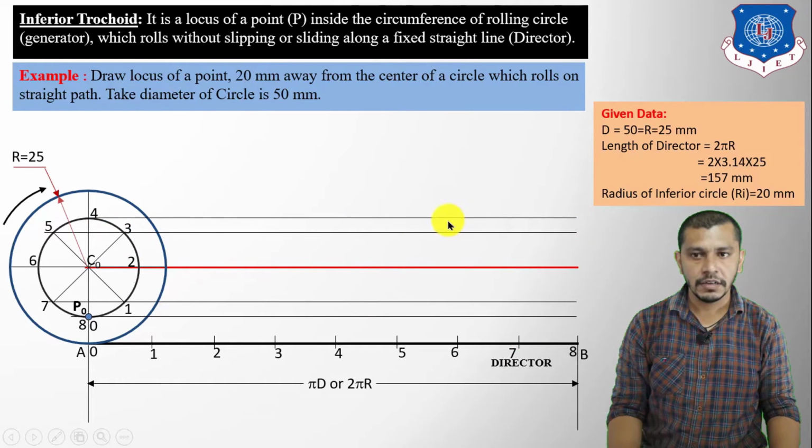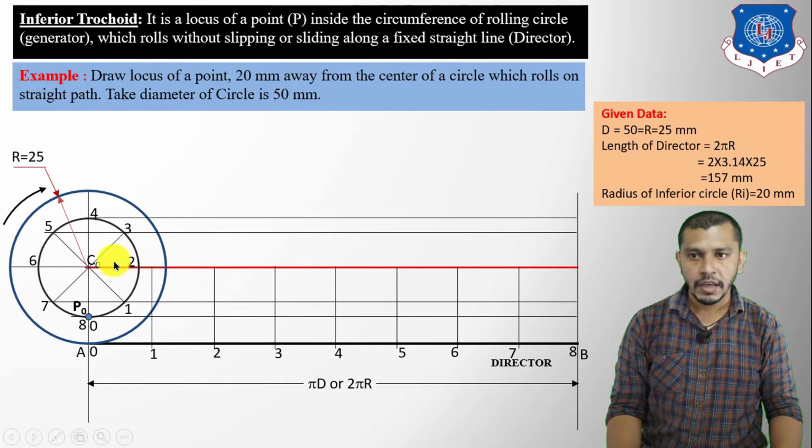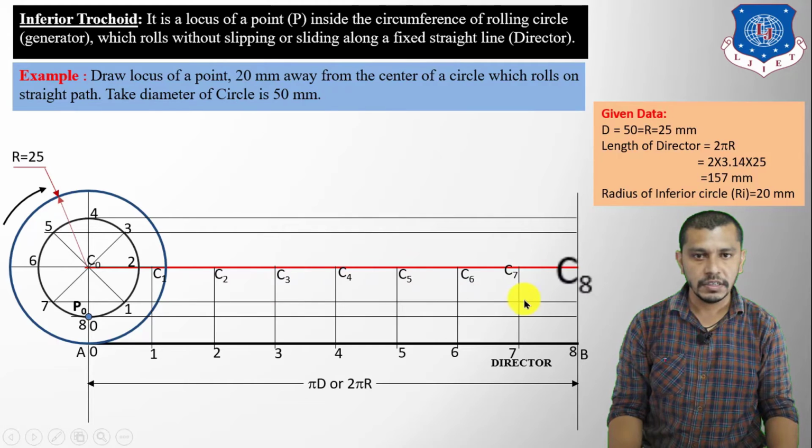After drawing these lines, now from these points 1, 2, 3, 4, 5, 6, 7, 8, draw lines perpendicular to the line of the director and get the intersection at the center line. So draw the lines 3, 4, 5, 6, 7, 8, which should be perpendicular to the line of the director, and mark the intersection points. This will be C0, C1, C2, C3, C4, C5, C6, C7, C8, which are the centers of the rolling circle.